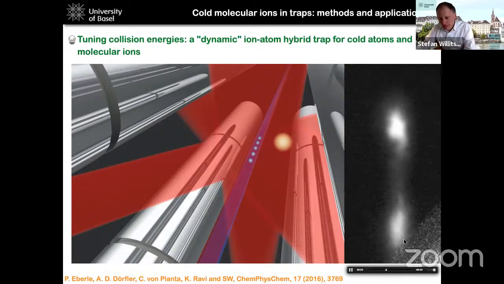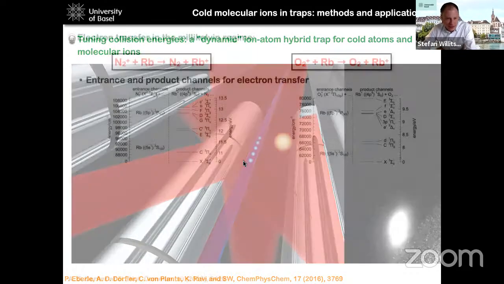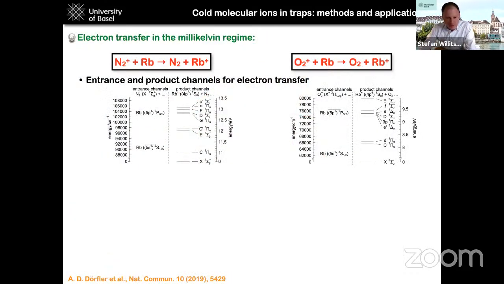Okay, so this is a movie which shows this atom cloud flying back and forth between the two extreme positions in the trap. So let me just quickly tell you a few of the phenomena that we see here. Let's focus on the case of N2+ plus rubidium. So the process that we are looking at is N2+ colliding with rubidium, either in its ground state or in the excited 2P3/2 state. And the product of this collision is then a rubidium plus ion, so it's a charge transfer, right? Plus nitrogen in some excited electronic state.